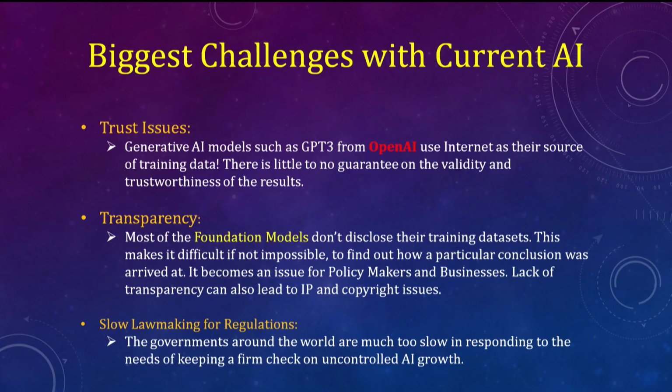One of the biggest issues with the AI right now that is available today is the trust issues, the transparency, and the slow lawmaking and regulations. So, what's the trust issue? Remember, OpenAI's ChatGPT was trained on internet data, and as all of us know, there is a lot of misinformation, disinformation, and all kinds of garbage on the internet, apart from good information as well. The question is, how does a machine know what is right, what is wrong?